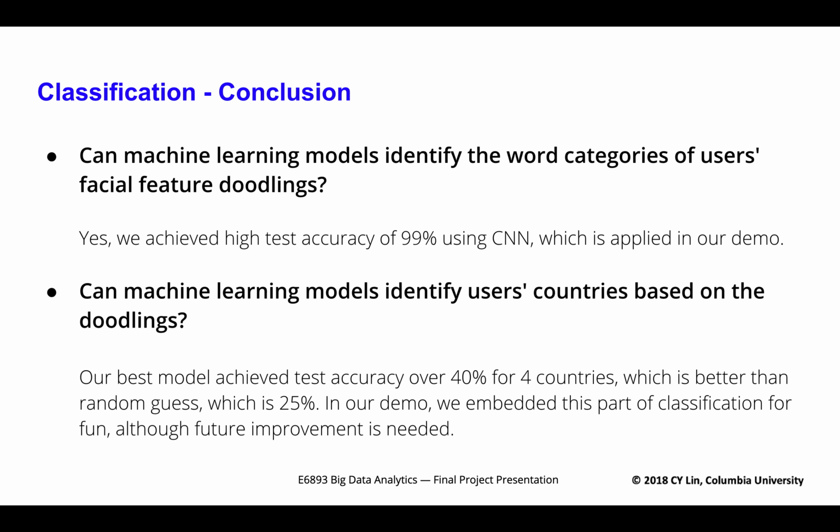So, for conclusion, we could see that machine learning models did a great job in identifying word categories. And as for countries, although our model only achieved over 40% accuracy, it is definitely better than random guess. We see machine outperform human in this aspect.